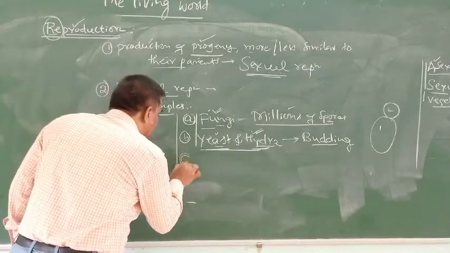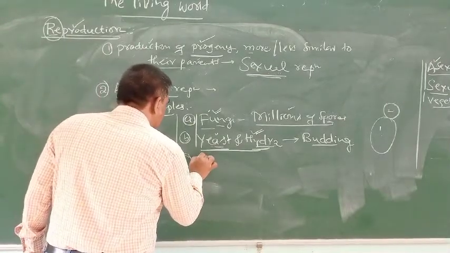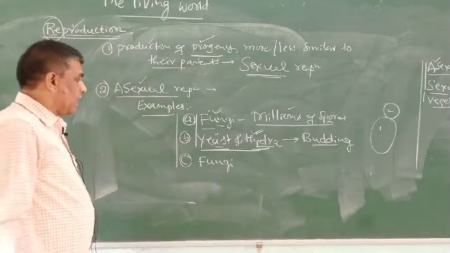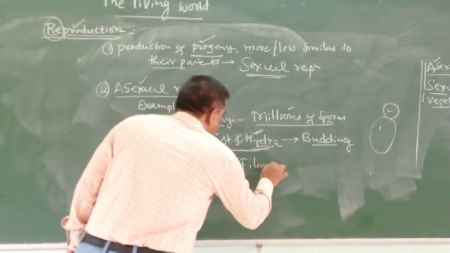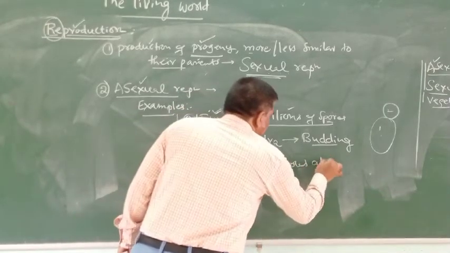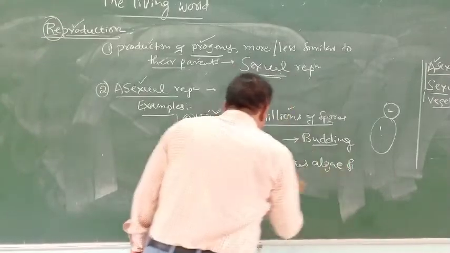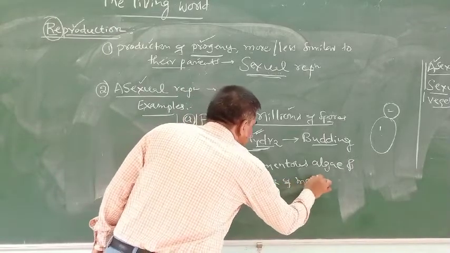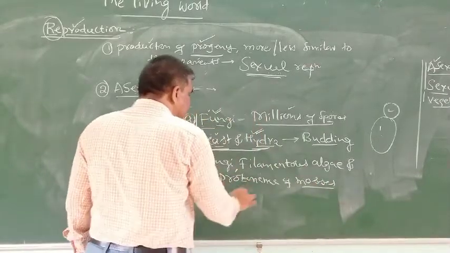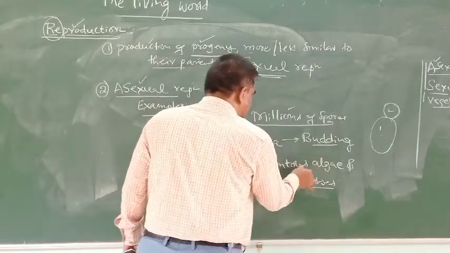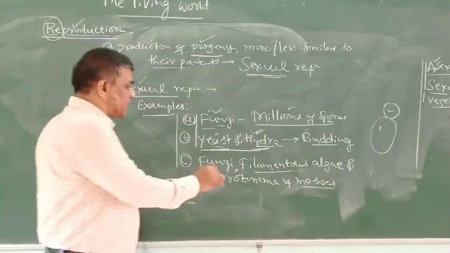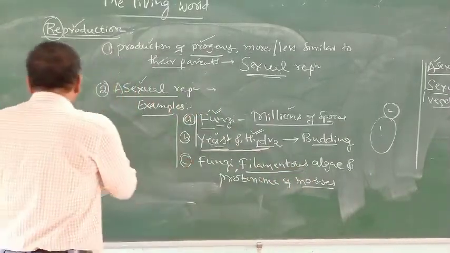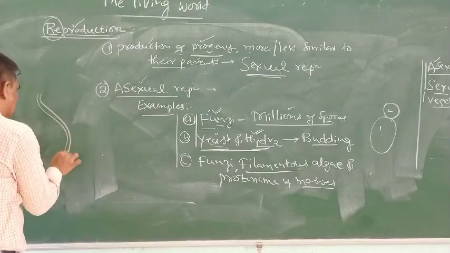And I can tell you one more example, in the case of some more fungi. Let us take an example of still some more fungi, and also filamentous algae, and one more is protonema of mosses. In all these organisms which I have taken here, the body is filamentous. Filamentous means thread-like. You should note the meaning of this: filamentous means a thread-like body is present. In these organisms, what happens here?